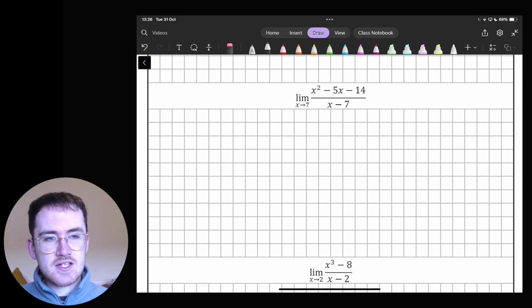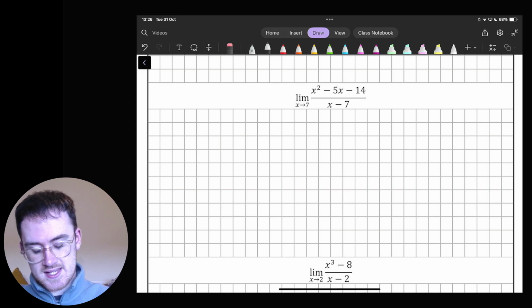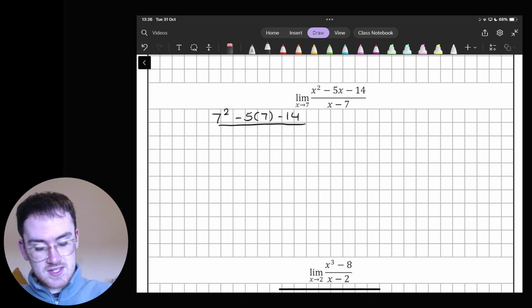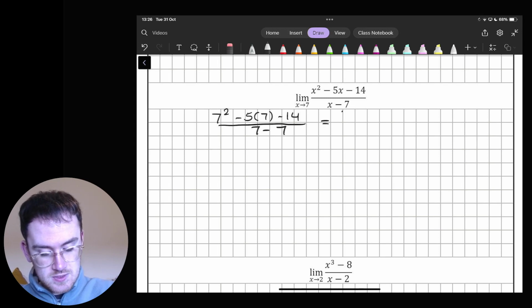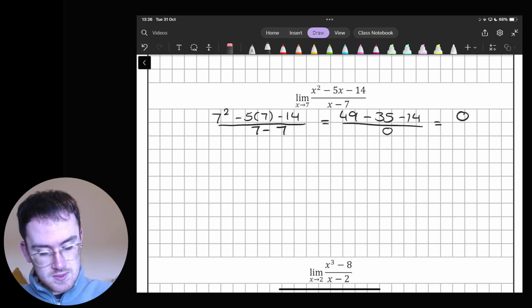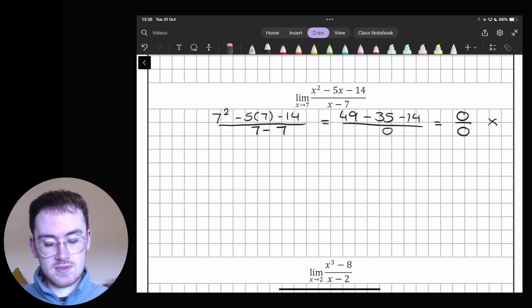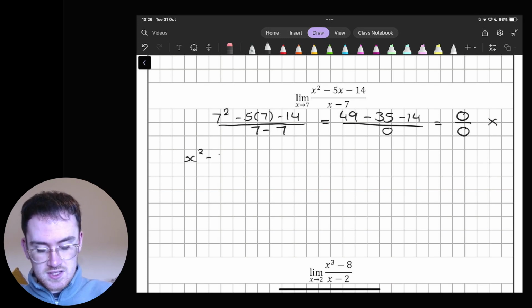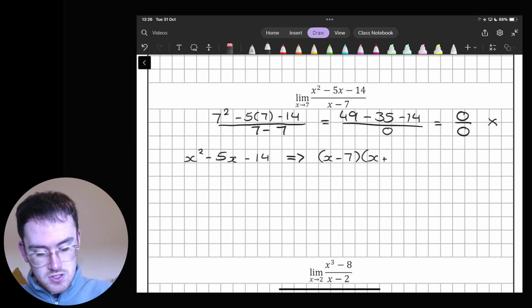Looking at the next example, x squared minus 5x minus 14 over x minus 7, as x goes to 7. Again, we can sub in, but we should be able to see, similar to the first example, that as we sub in 7 here, we're going to end up with our indeterminate case. So 49 minus 35 minus 14 all over 0, and on the top I get 0 as well. So I get 0 over 0, which is my indeterminate case. So I need to factorize. I'm going to factorize the top part here, x squared minus 5x minus 14. If I factorize that, it goes to x minus 7 and x plus 2.